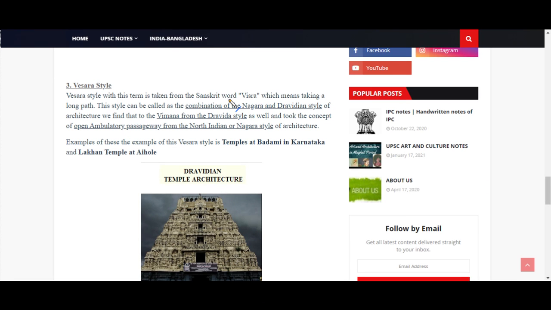Now we move ahead to the third sub-school of the Dravid style of temple architecture, which is the Vesara style. This term Vesara comes from the Sanskrit word Visra, which means taking a long path. This style can be called the combination of both the Nagara style and the Dravidian style. Why? Because they took the concept of Viman from the Dravid style, and on the other hand they took the concept of open ambulatory passageway from the Nagara style. And the example of this Vesara style is the temple at Badami and the Lakhan temple at Aihole.